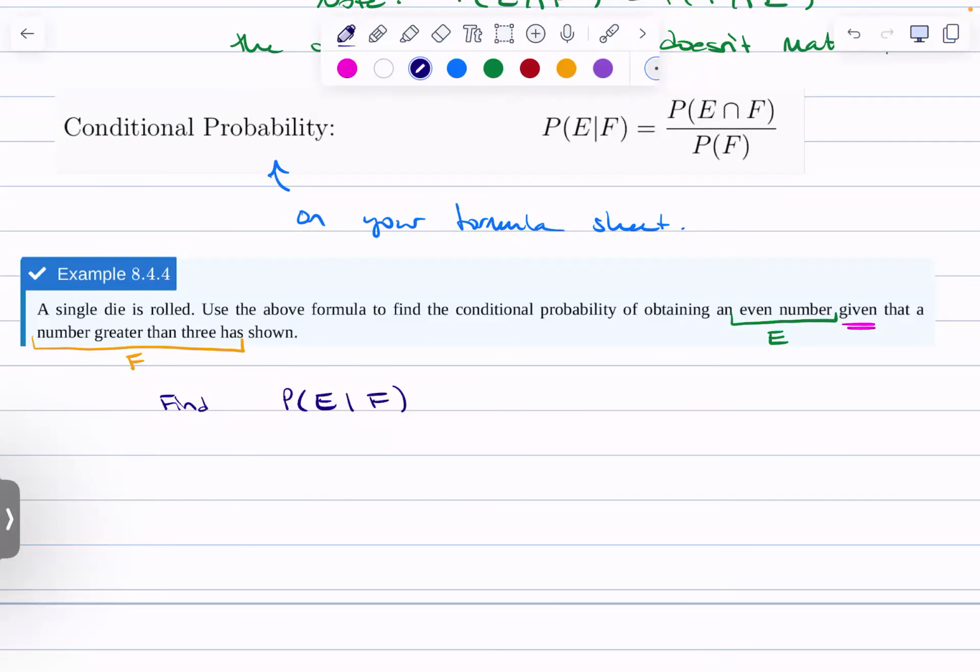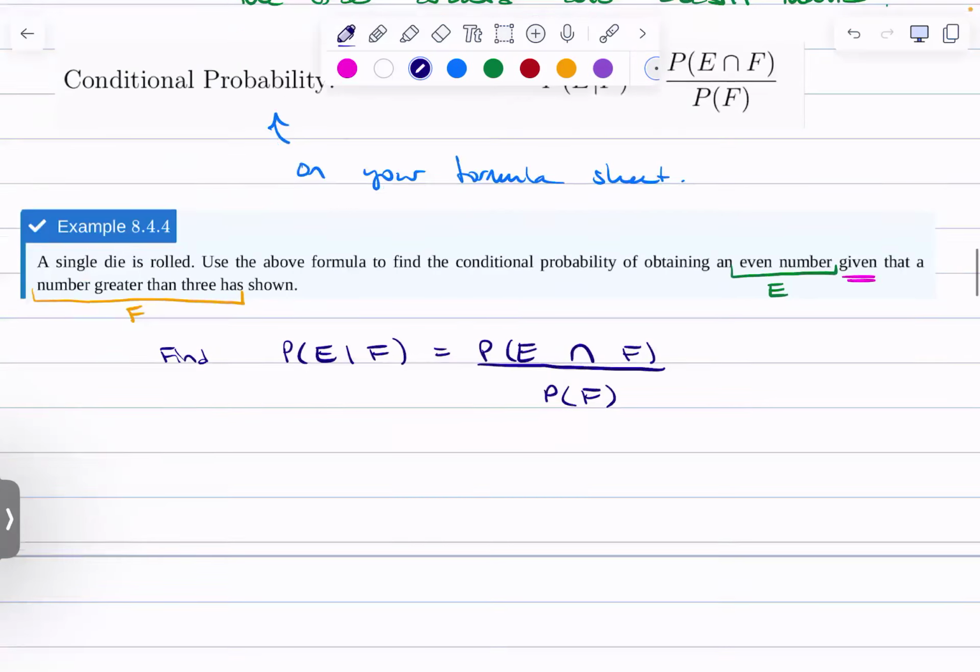Which means from the formula sheet, we want the probability of E and F divided by the probability of F. Oh, I should use the intersection symbol to match the formula sheet, but you read it as and. What that means is we need to find the probability of E and F.